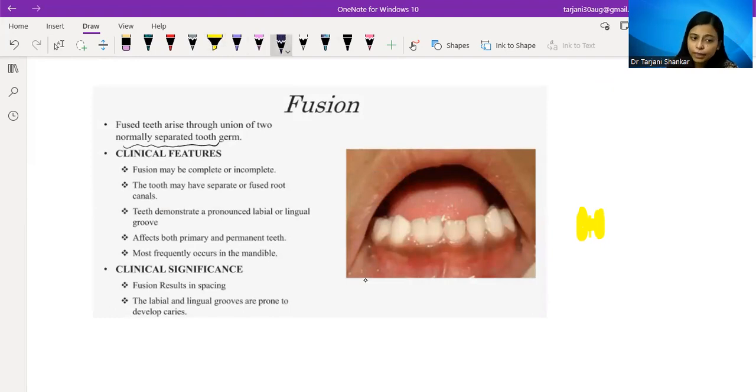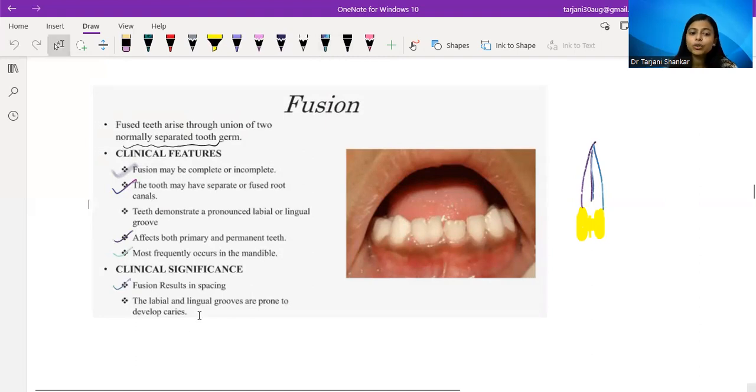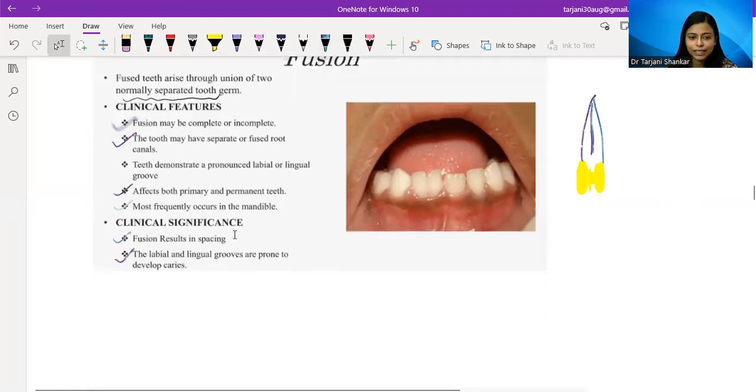Now fusion may be complete or incomplete. Right? The tooth may have separated or fused root canals. So the root canal that will be formed can be either separated or fused. It affects both primary and permanent dentition, and most commonly occurs in the mandible. Okay, now this occurs more in the mandible, right? The clinical significance, again: fusion results in spacing because there were two teeth, right? They were supposed to form at two places, but because of fusion, these teeth have joined, so that will result in spacing. Now, labial and lingual grooves are more prone to developmental caries.